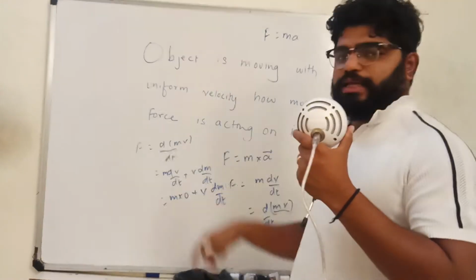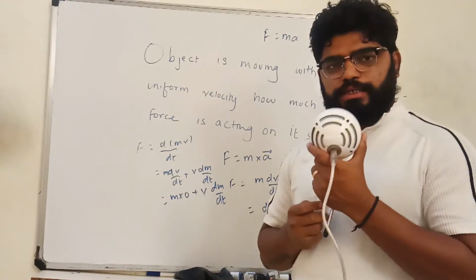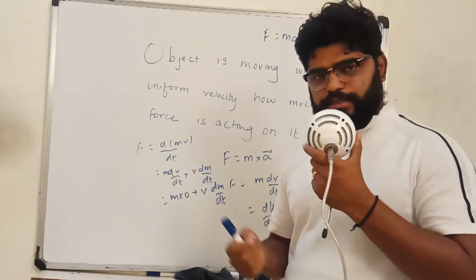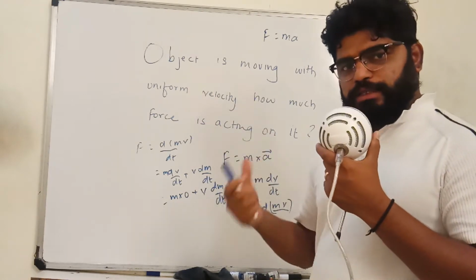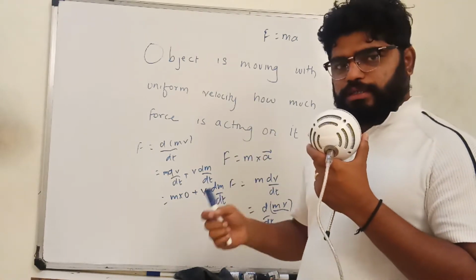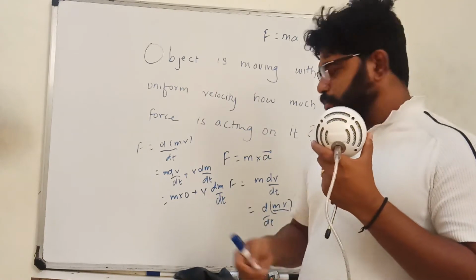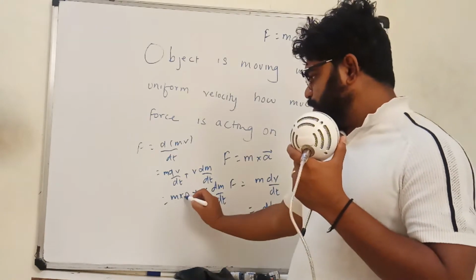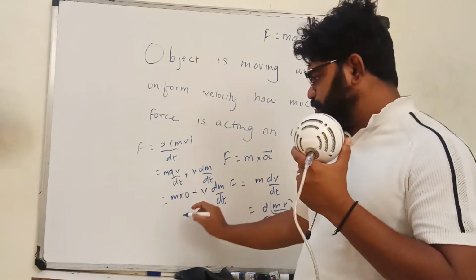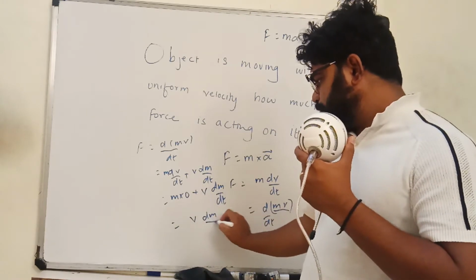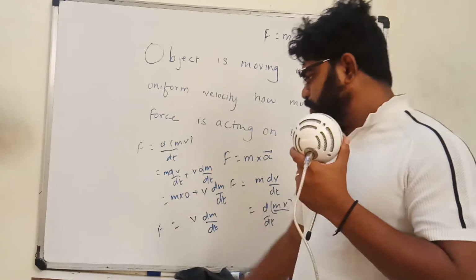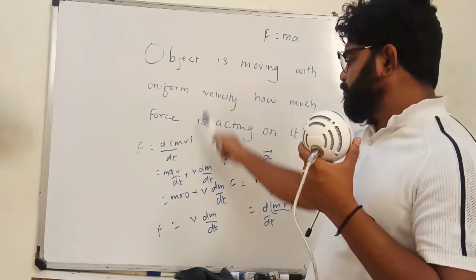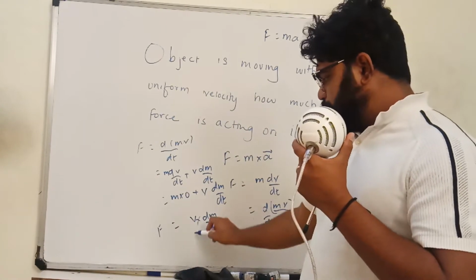Now in this problem, I have not mentioned anywhere that the mass of the object is the same. So the mass of the object can keep on changing with time. dm/dt gives you an idea about the rate of change of mass with respect to time. So if the mass is changing with time, then even if the velocity is constant and the acceleration is zero, it will be v into dm/dt. So the force acting on the object depends on velocity multiplied by the rate of change of mass.